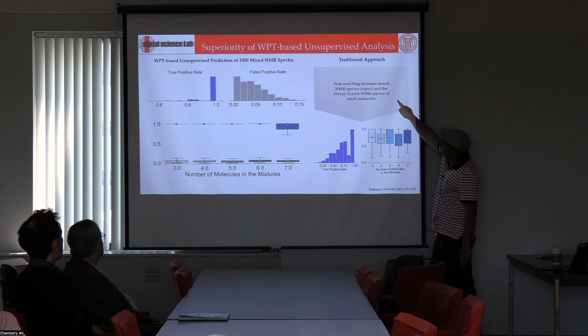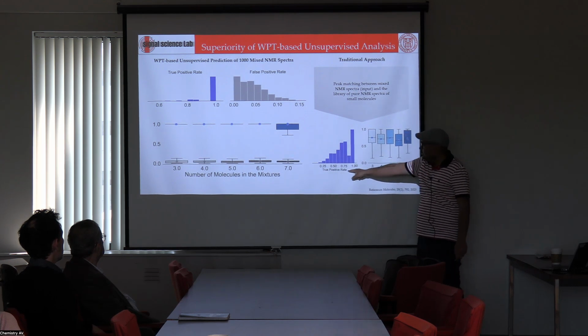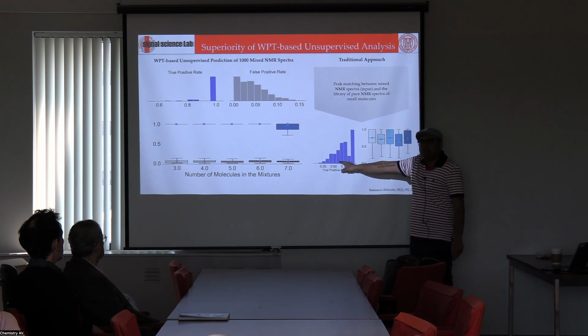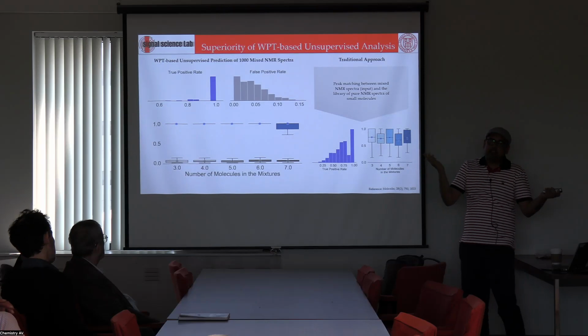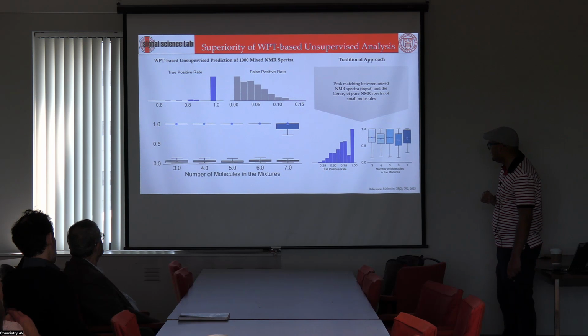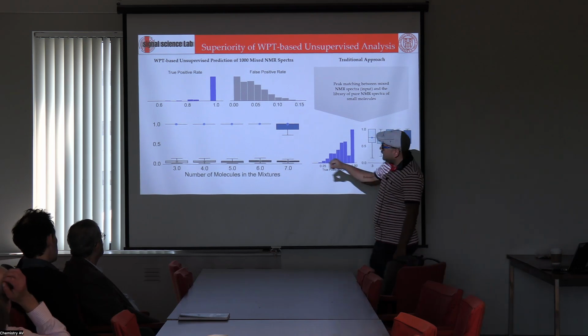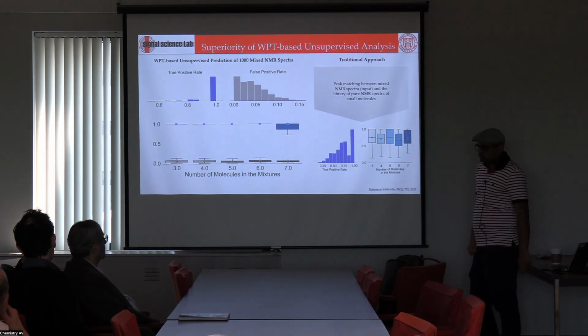So this is the thing with other methods. Their true positive rate is not that high. They can only identify, say, 3/4 of the molecules present. If you have 10 molecules, they will say 8 molecules were present, or 7 molecules were present. They are going to miss those molecules. In our case, our median rate is 1. We can identify all 10 molecules.